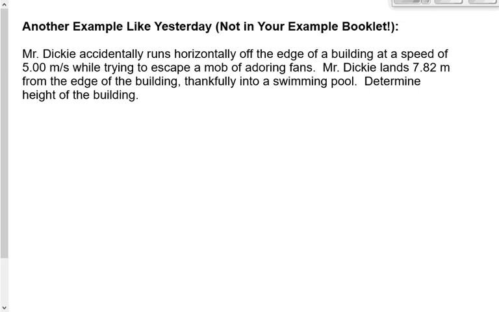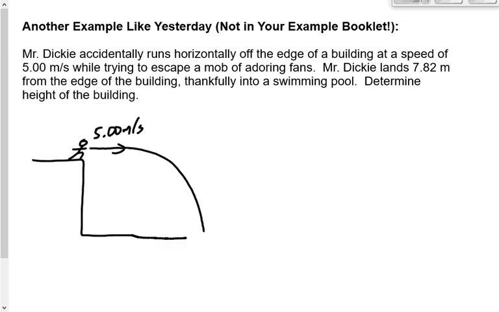Let's draw a picture of this. There's the building, there's me running off the edge of the building, accidentally trying to escape this mob of adoring fans. I have a speed here when I run off the edge of the building of 5 meters per second. The path I follow is a parabola. I end up in this swimming pool right here, thankfully, so I'm not hurt. Hot day, so I get to cool off. I land 7.82 meters from the edge of that building. And what we're looking for here is the height of the building.